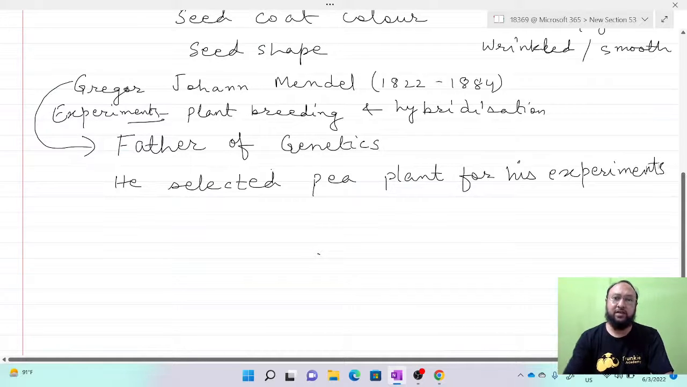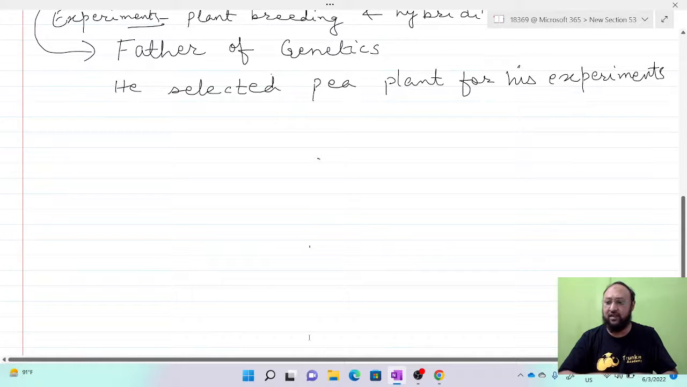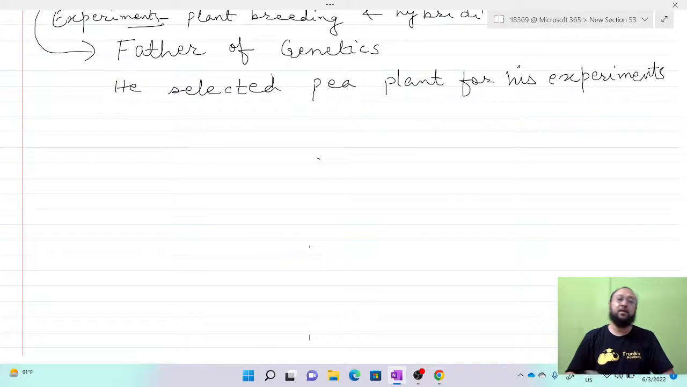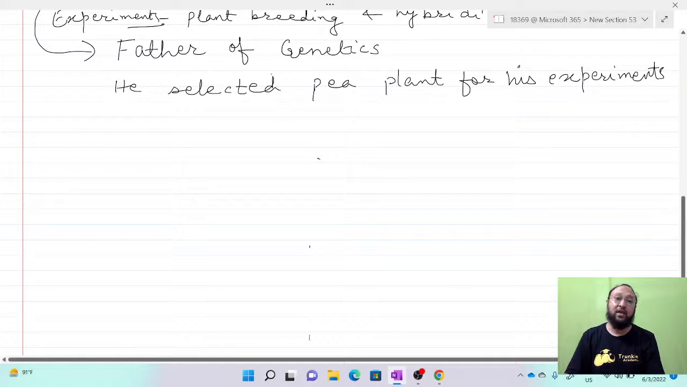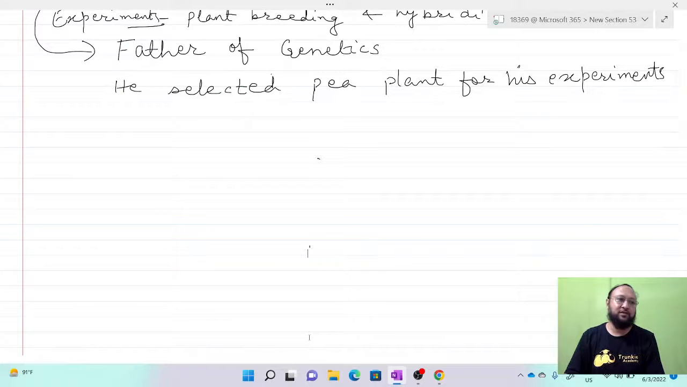There are many reasons, and one of them is that there are 7 pairs of contrasting characters in the pea plant, and it was easy to study. That was the main reason. The other reason was that it is easily cultivable. The life cycle is short, and it can be grown in a garden. So that was the main reason. Okay, so we will write that.